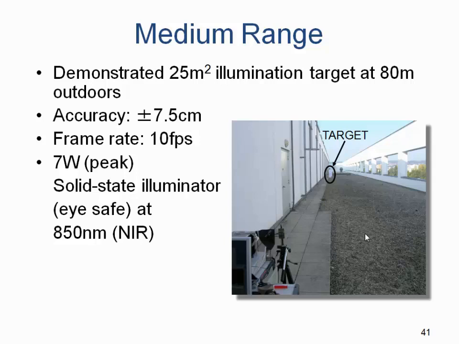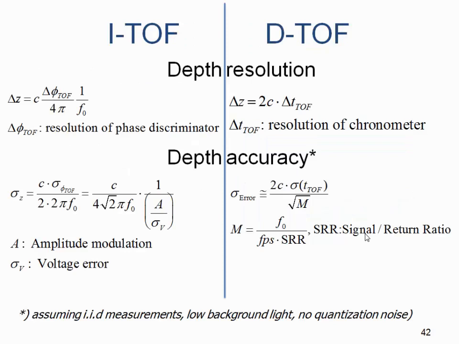The peak power was only 7 watts for the laser, and the average power was of the order of a milliwatt at 850 nanometers. Notice that this was done outdoors, with minimal use of filters. So this is all good. In this slide, I wanted to show you a little bit of a comparison between the two techniques, indirect and direct.